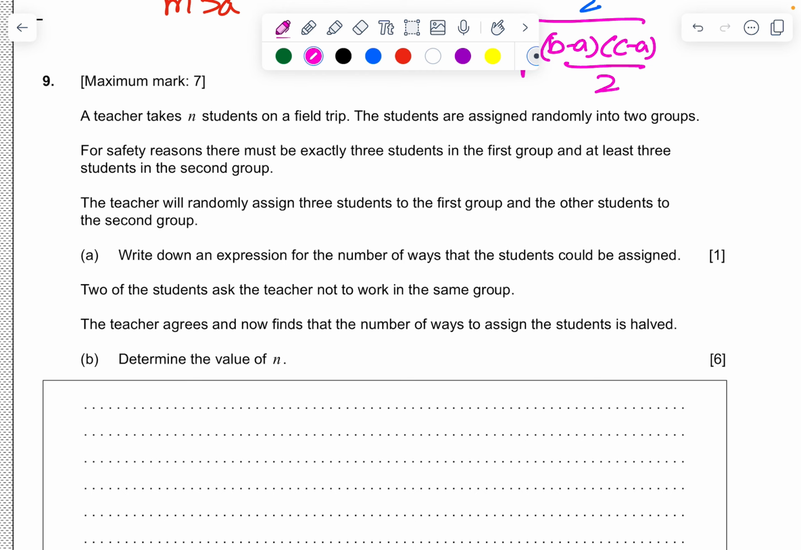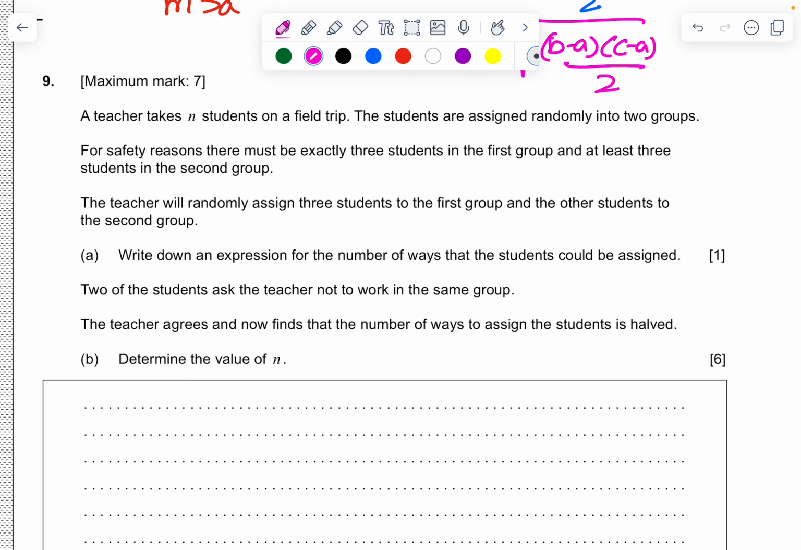A teacher takes n students for a field trip. So we are taking the students for a field trip over there. How many students are there? There are n students in the field trip.